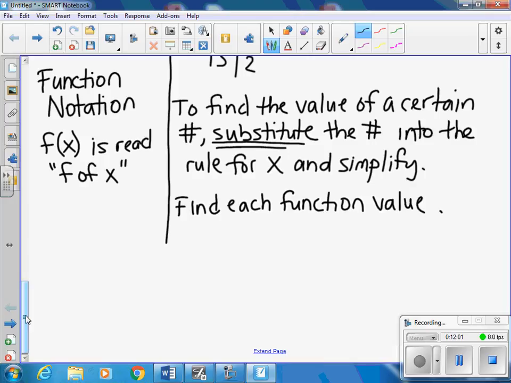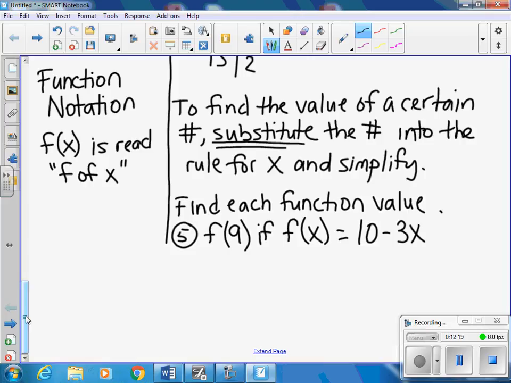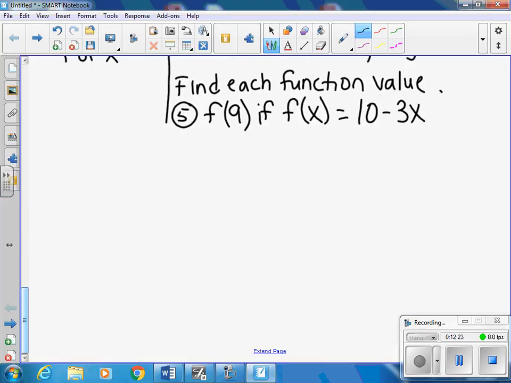All right, so the directions are now going to say find each function value. Number 5. Here's what the problem is going to look like. It's going to say find f of 9 if f of x equals 10 minus 3x. So you'll notice that you've been given a couple things in this problem. You've been given a value in the parentheses instead of the letter x, that number 9, and you've been given the actual function f of x equals 10 minus 3x.